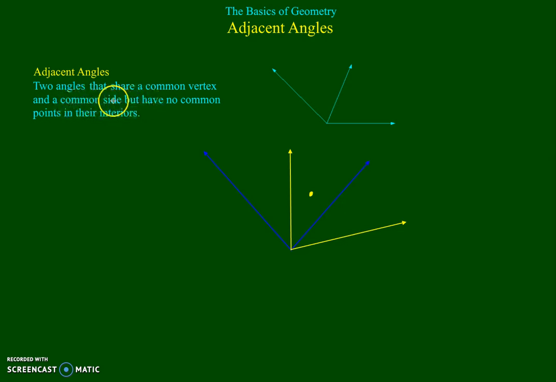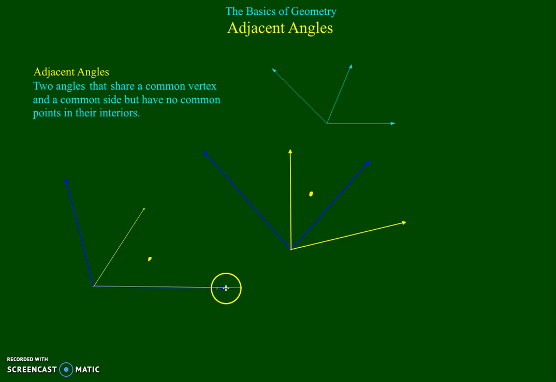These angles do not share a common side. So just because they share a common vertex does not mean that they're going to be always adjacent angles. So these two angles are not adjacent because they violate the common side rule and they violate the point in the interior rule.